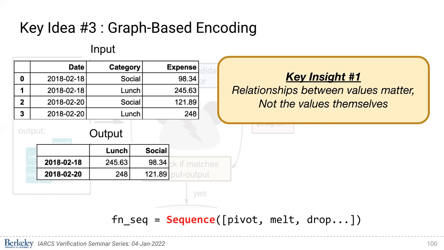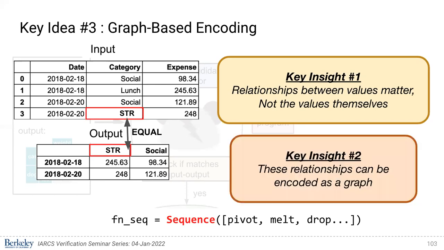That also comes up when we want to encode the input-output example, so the model also needs to understand that. The first insight was that it's the relationships between the values that matter, not the values themselves. Even if I replace the value lunch with just a string, but I record the information that they're equal, that the value appears exactly the same in the input as well as the output, I just mark them as equal. That still retains the information I need to come up with the transformation. And because we can treat these cells as nodes and this relationship as edges, we can encode the whole thing as a graph.